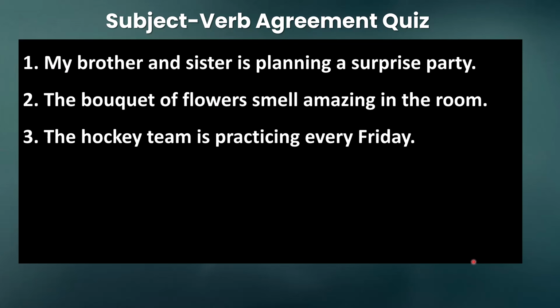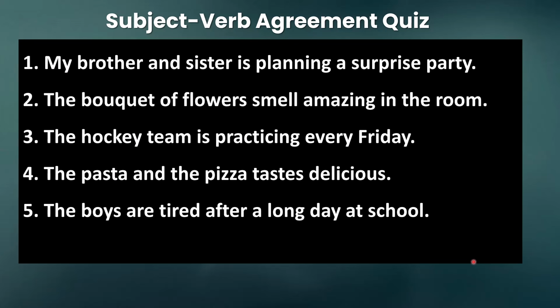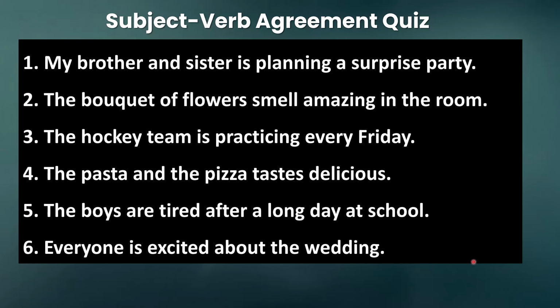Number 3. The hockey team is practicing every Friday. Number 4. The pasta and the pizza tastes delicious. Number 5. The boys are tired after a long day at school. And finally, number 6. Everyone is excited about the wedding.